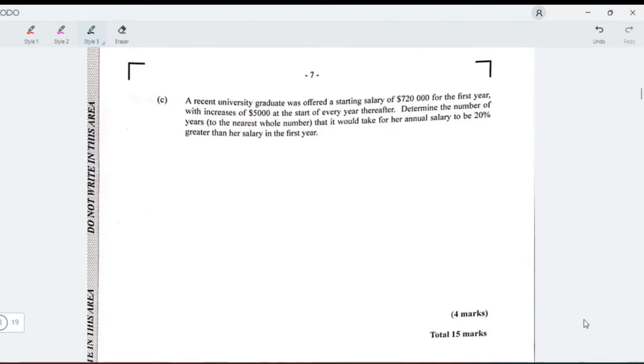The next part now, to end question one, it says a recent university graduate was offered a starting salary. Anytime you're dealing with sequence and series, remember, starting value is your A. So your starting value, 720,000, that's A. Then it says it increases $5,000 every year after. So your common difference, the D, is 5,000.